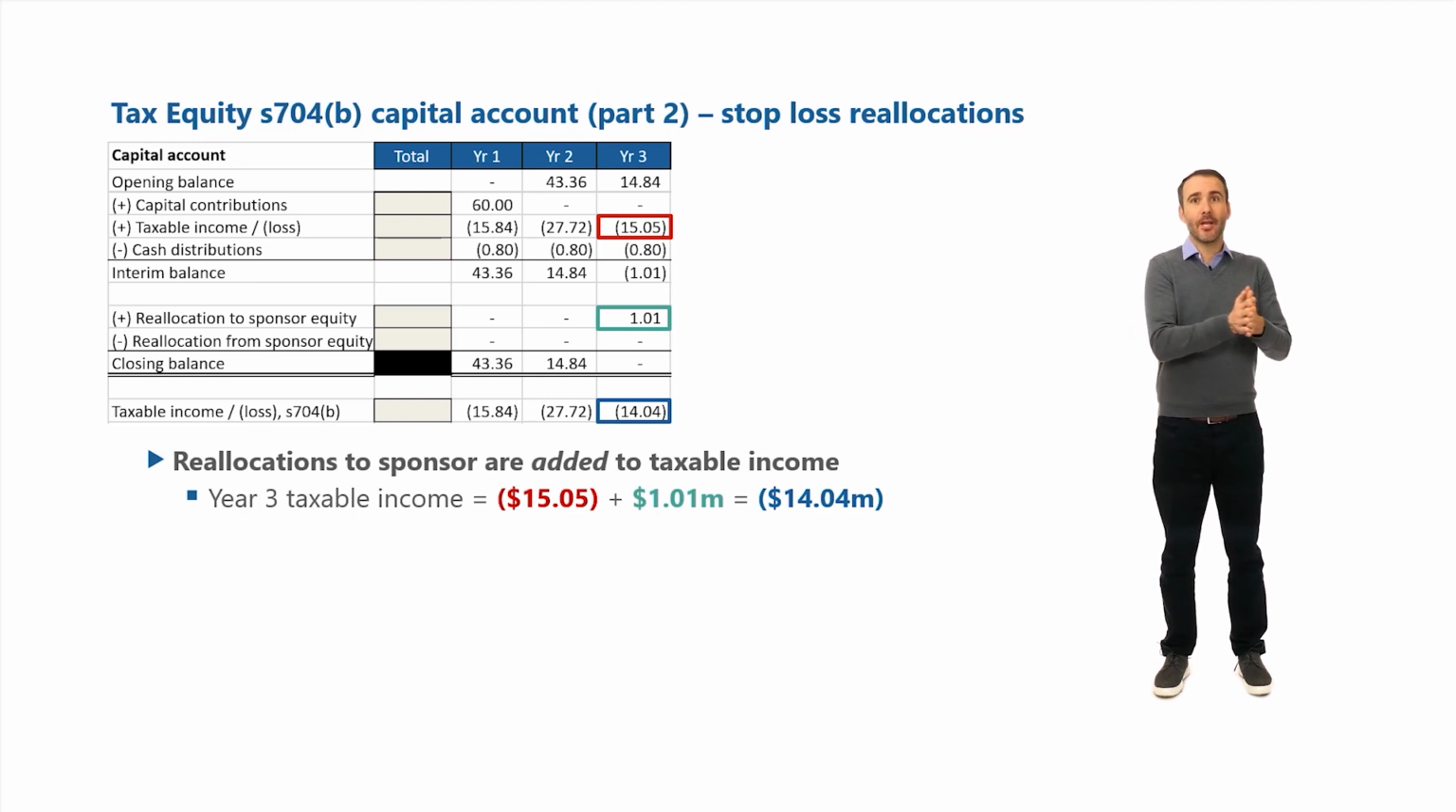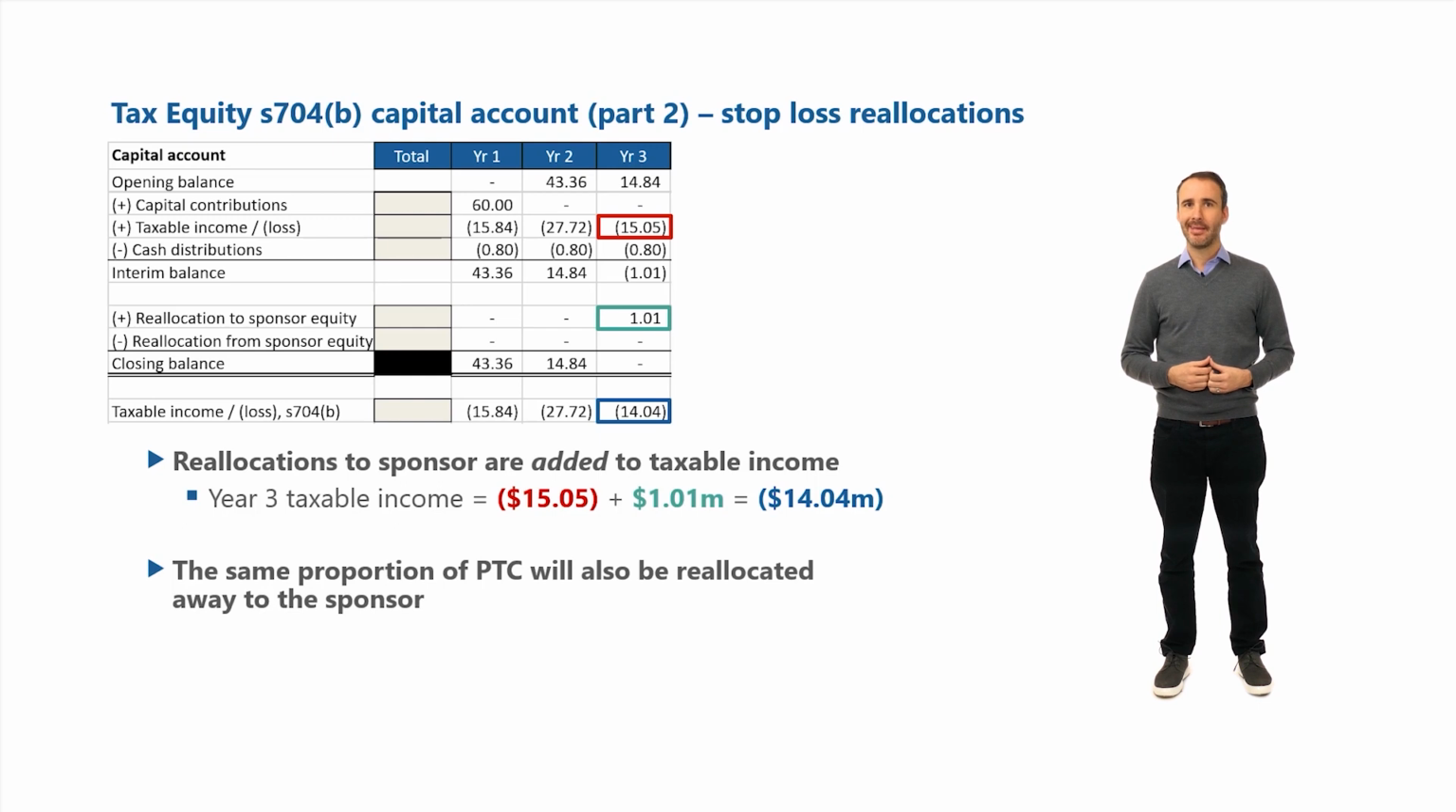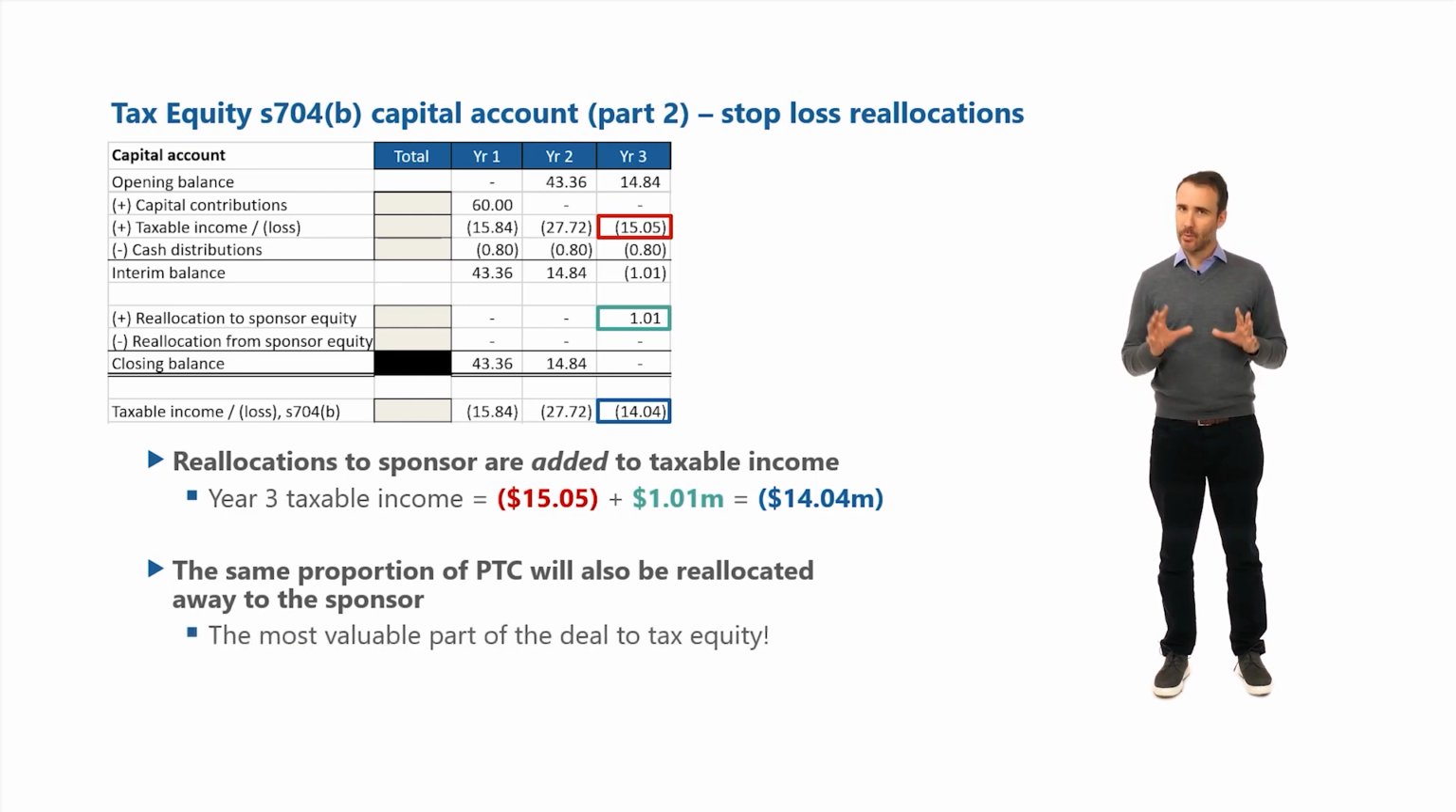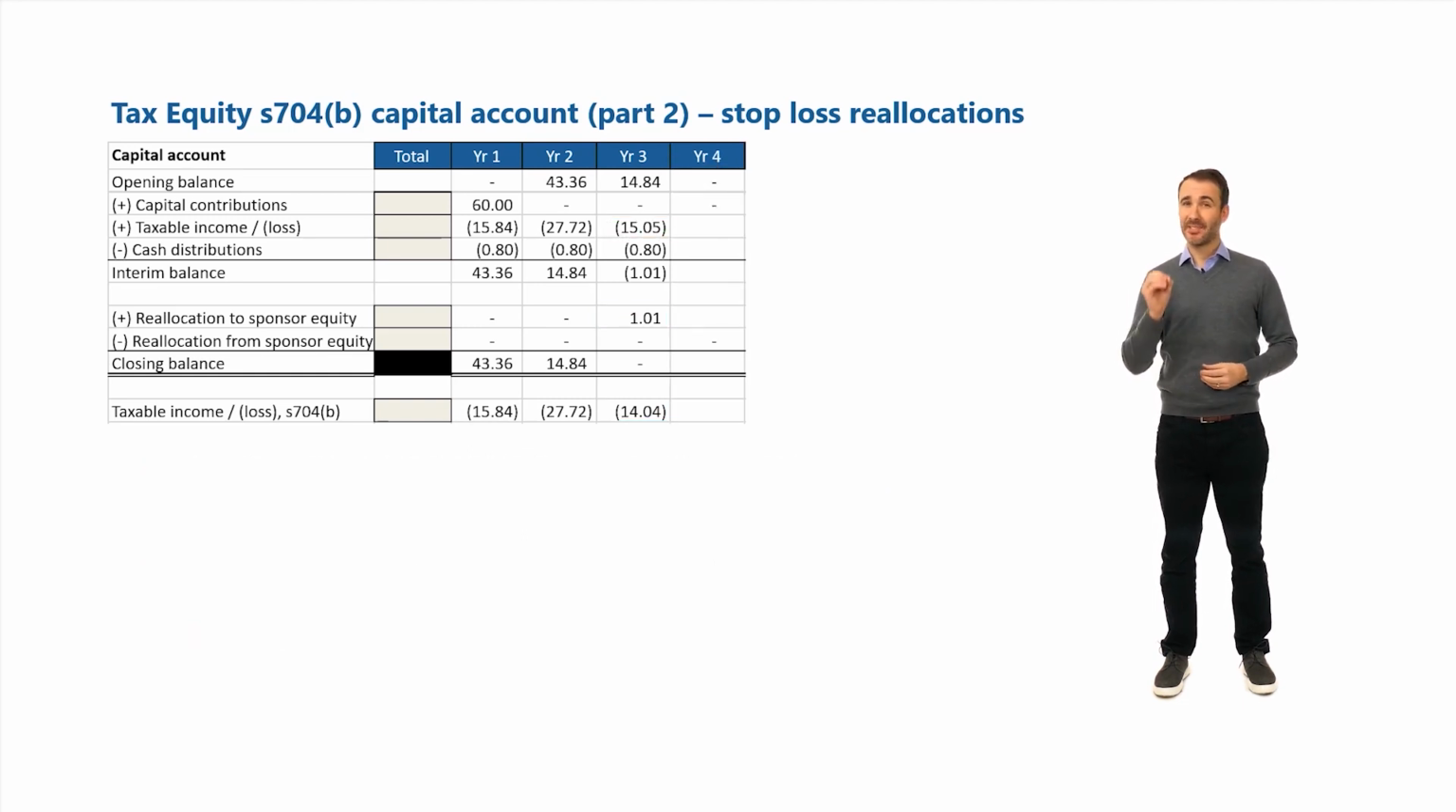If we are reallocating away the losses to the sponsor, the PTC will also be reallocated away. And this is the most important aspect from a deal economic standpoint. And we'll see the impact of this later. The year 4 only balance is now 0, and the interim balance is negative 8.24 million.